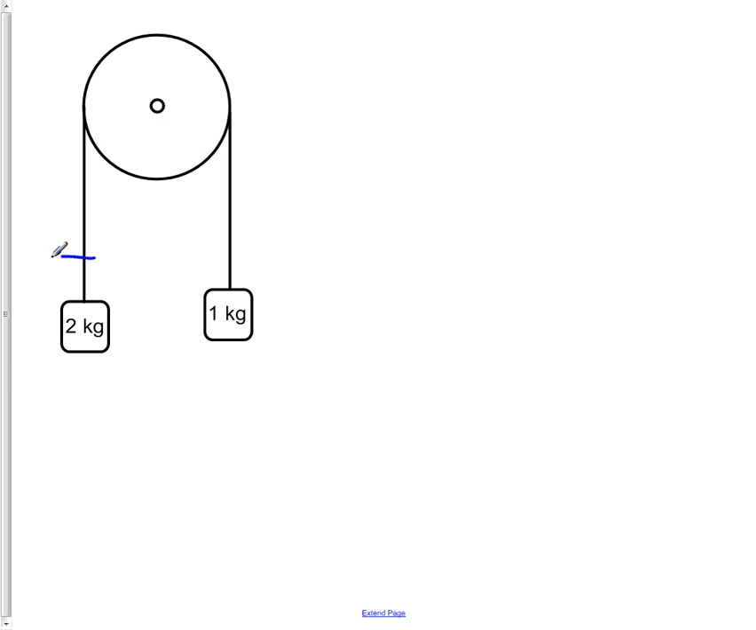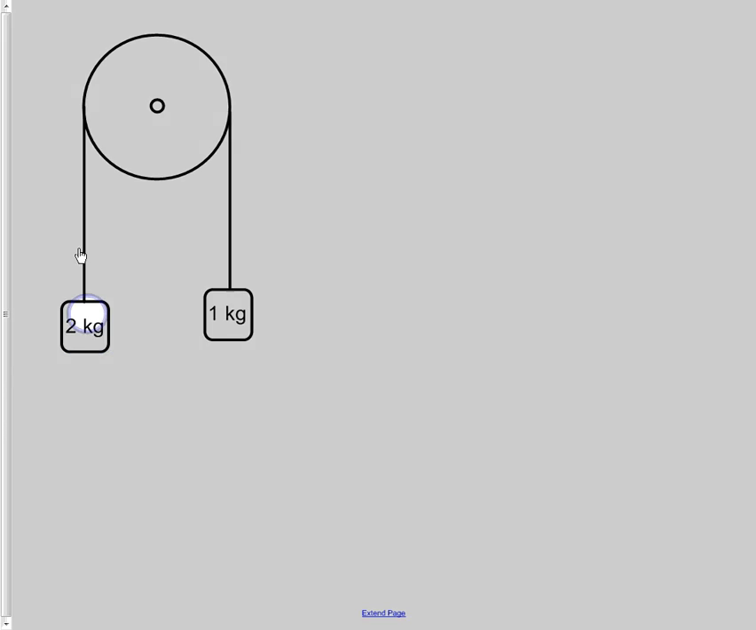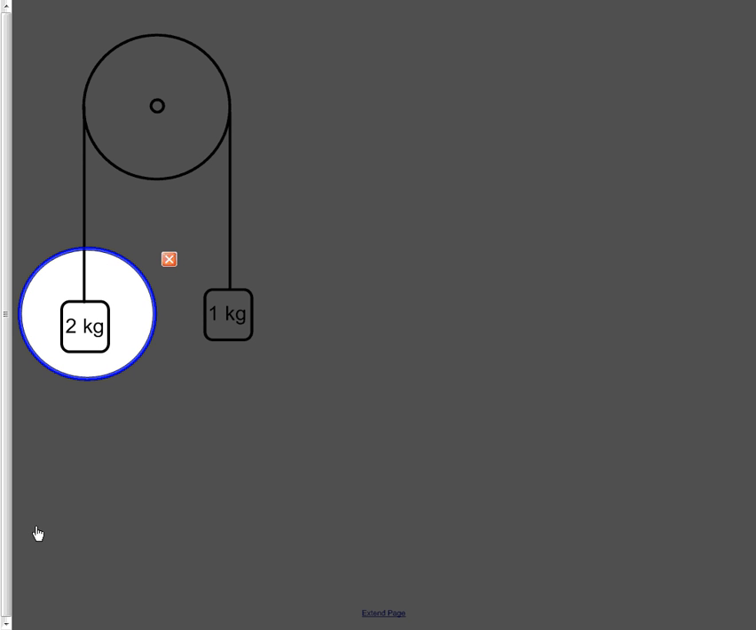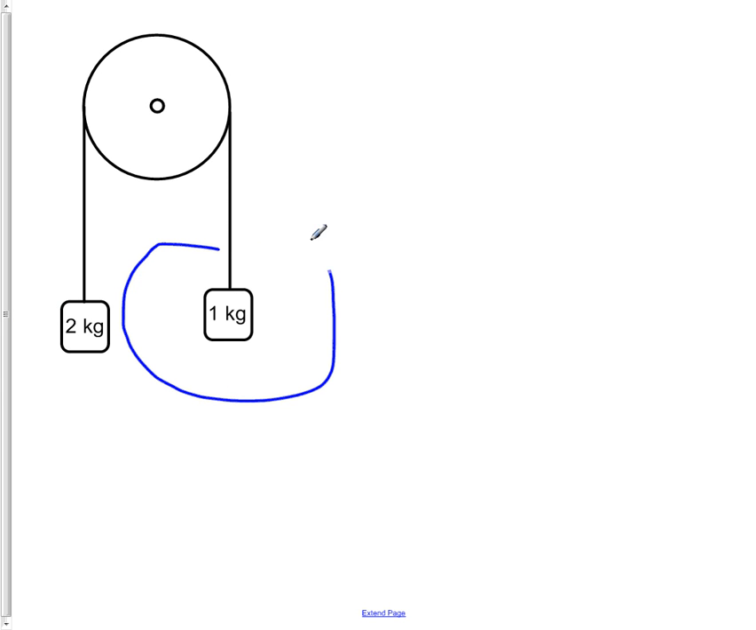And on one string we have a 2 kilogram mass hanging, and on the other string we have a 1 kilogram mass. Well, it doesn't want to do it. Okay. I have a 1 kilogram mass moving. There it is. See it?